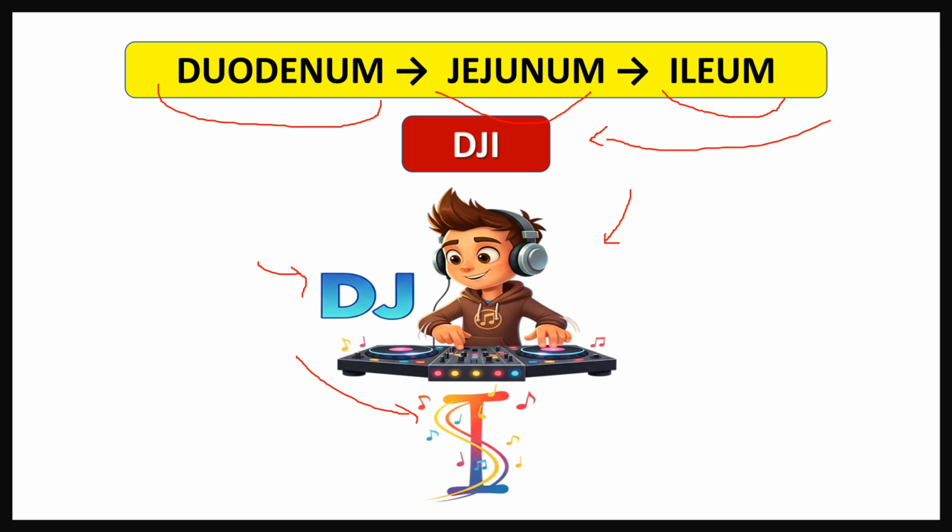D stands for duodenum and J stands for jejunum and I stands for ileum. This mnemonic will help you remember the parts of the small intestine. You can take a screenshot of this image so it will help you remember the mnemonic.